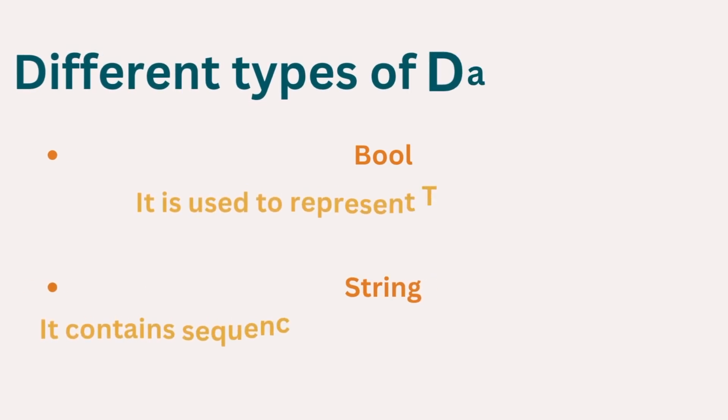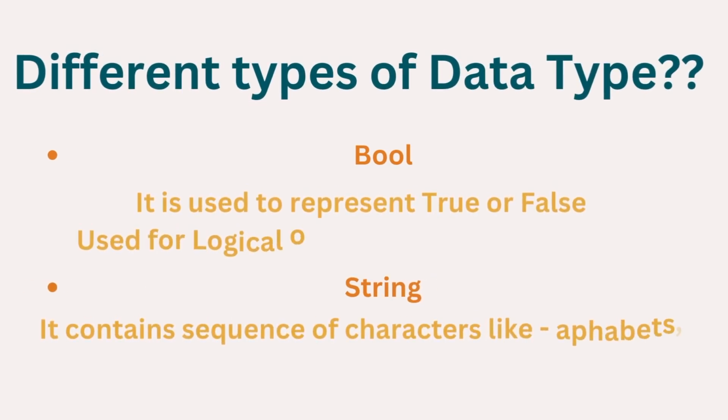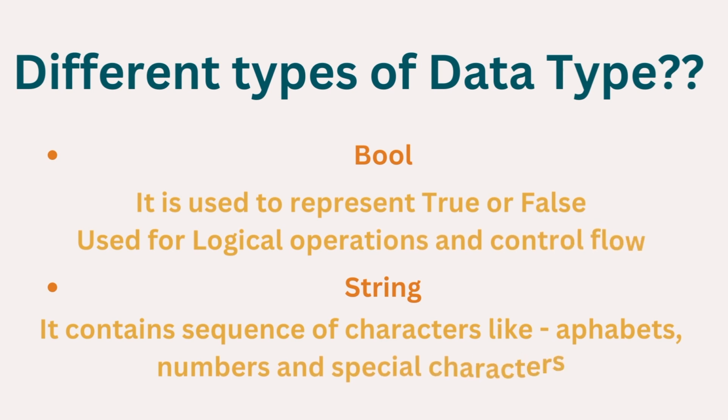Now bool represents true or false, 0 or 1, which is mainly used for logical operations and control flow. Now string is a combination of alphabets, numbers and special characters. It is enclosed by single or double quotes. Example: Python 5, CR7, etc.